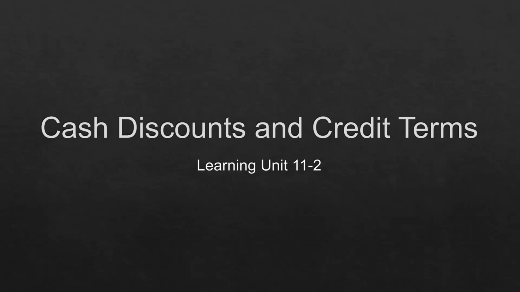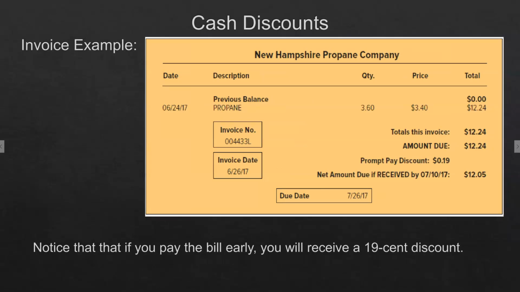Hello, today we're going to talk about cash discounts and credit terms. There's a lot of different things to learn in this lesson, so it's going to be kind of a long one, I think. Here's an invoice again. We had this on the previous lesson, and it says, notice that if you pay the bill early, you receive a 19-cent discount. Now this was a pretty small bill, so that's why it's such a small amount.